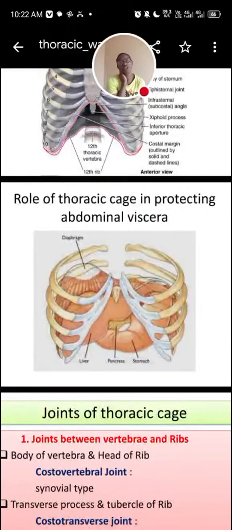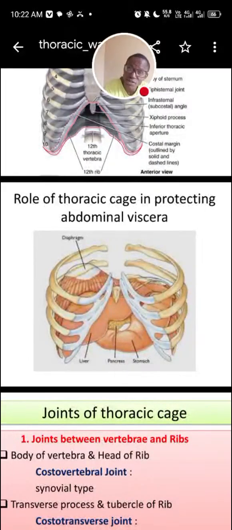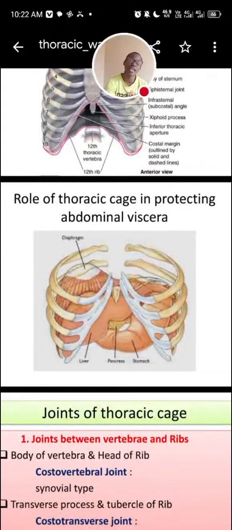The relations of the thorax. The relations of the thorax is just PAUL, P-A-U-L. What does P stand for? Posterior relation. A stands for what? Anterior relation. U stands for what? Upper relation. L stands for what? Lateral relation. And the thorax is laterally related to by the ribs. The U there is the upper relation. It continues as the neck, related to by the neck.